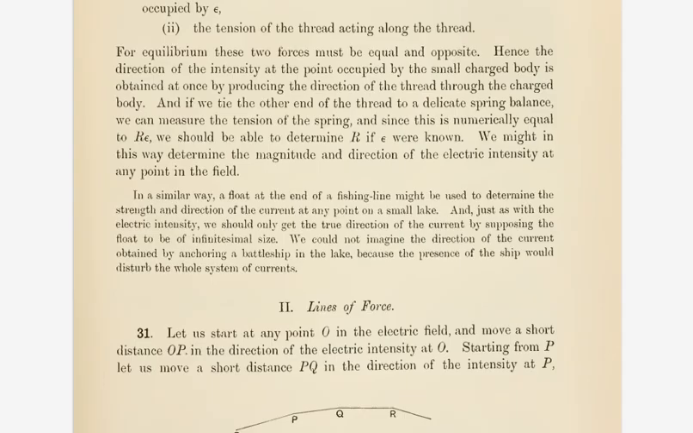Hence the direction of the intensity at the point occupied by the small charged body is obtained at once by producing the direction of the thread through the charged body.